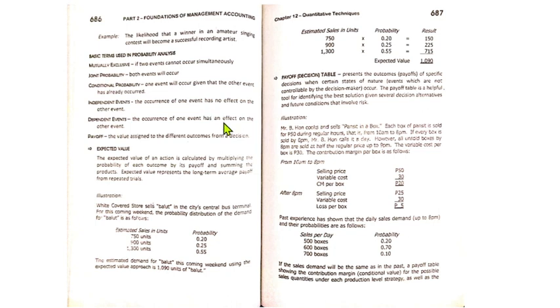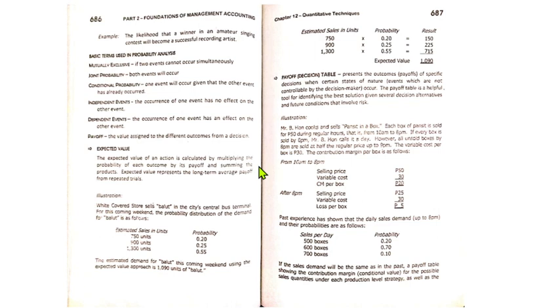This is self-explanatory. The payoff is the value assigned to the different outcomes from a decision. So, yung value assigned to the different outcomes. Payoff is what you will receive on making the decision to pursue one alternative. So, yun yung payoff. Ano ang benefit mo dyan? So, expected value of an action is calculated by multiplying the probability of each outcome by its payoff and summing the products. Expected value represents the long-term average payoff from repeated trials.